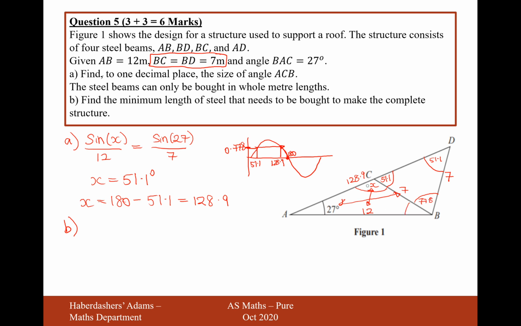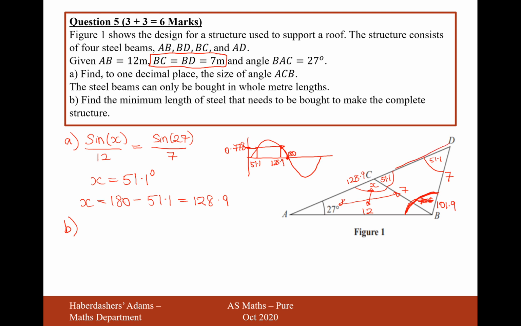In fact, we could probably work out the whole angle immediately, couldn't we? So look at the bigger triangle here, 51.1. Bear with me on the calculator here. So 51.1, and then add 27. And then do 180 minus answer, we're going to get 101.9. So this whole angle down here is 101.9.